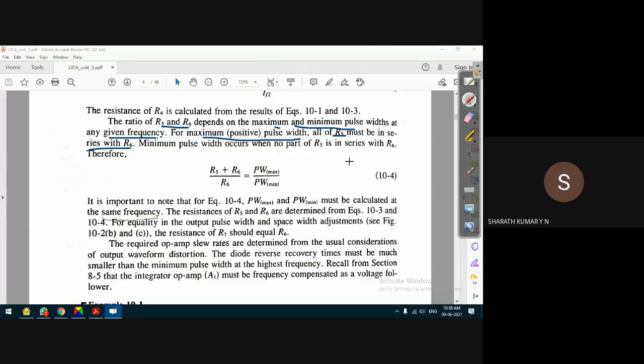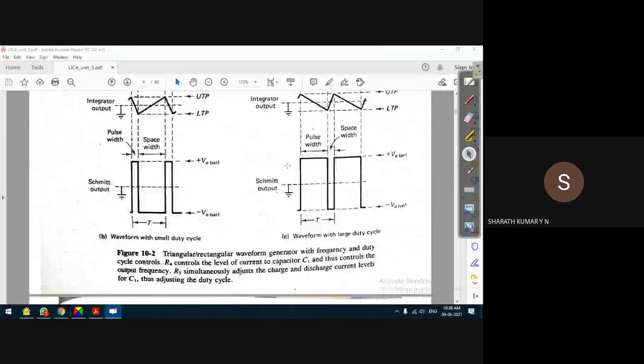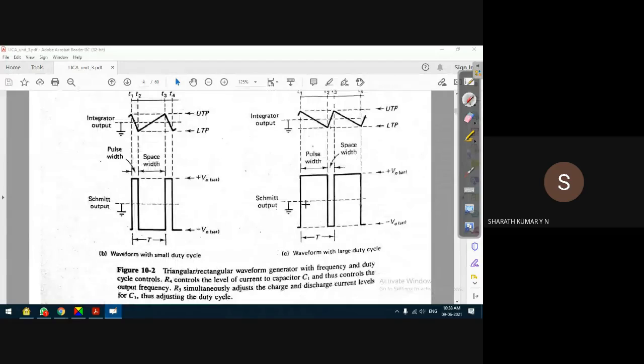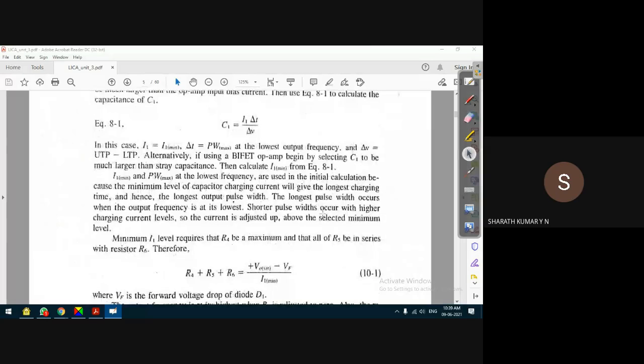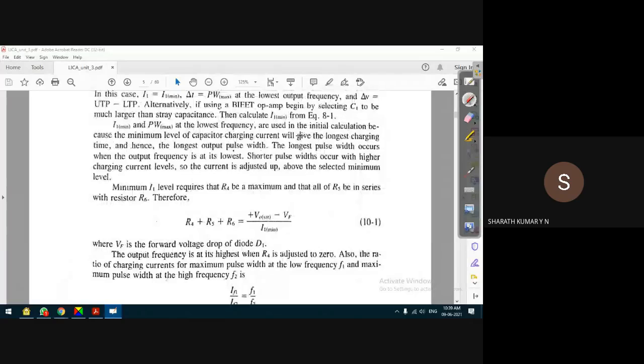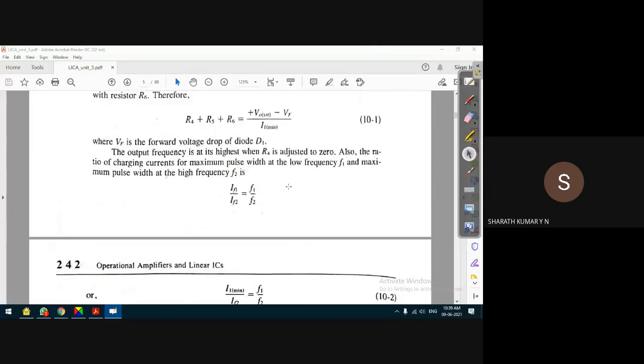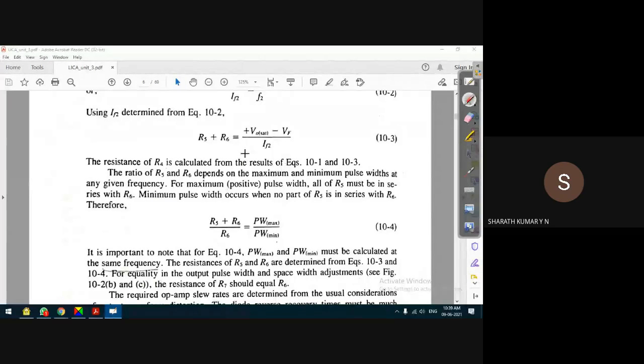When is the pulse width maximum? If you observe the previous waveform, maximum pulse width is possible when charging of the capacitor is slower. For charging of the capacitor to be slower, current should be smaller. I1 should be very, very small. For I1 to be small, R5 should be maximum. Very simple. So we conclude that for larger pulse width or larger on period, R5 should be maximum. So we get that equation.